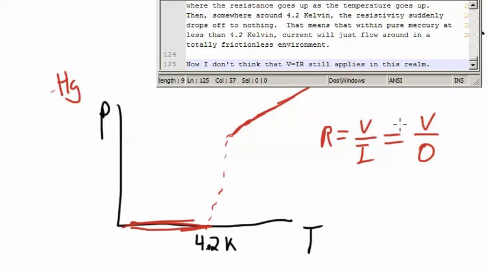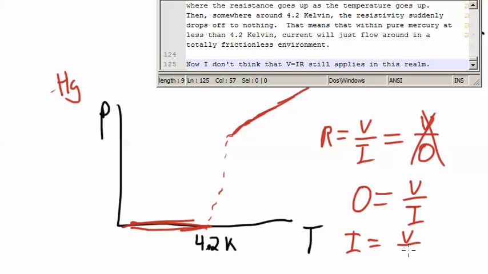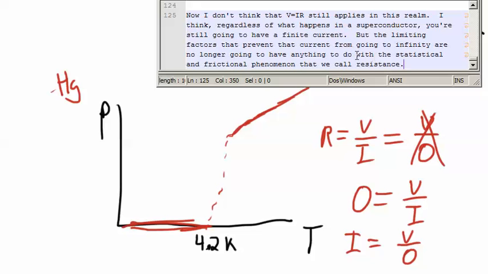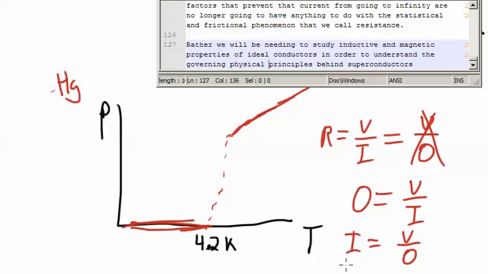Now, I don't think that R equals V over I still applies in this realm, because, let's see, I did that wrong. 0 equals V over I times 0. Current equals voltage divided by 0. I think regardless of what happens in a superconductor, you're still going to have a finite current. But the limiting factors that prevent the current from going to infinity are no longer going to have anything to do with the statistical and frictional phenomenon we call resistance. Rather, we will be needing to study inductive and magnetic properties of ideal conductors in order to understand the governing physical principles behind superconductors.